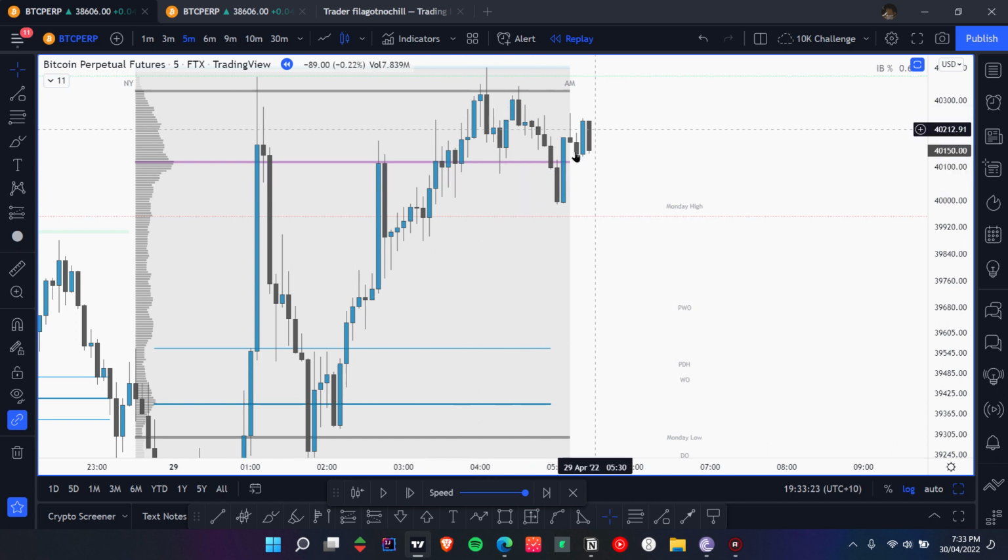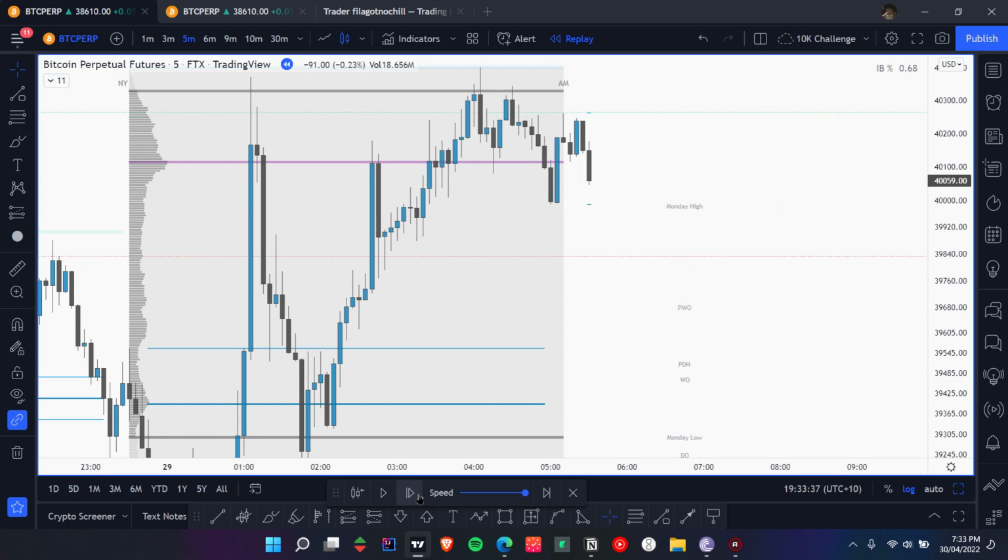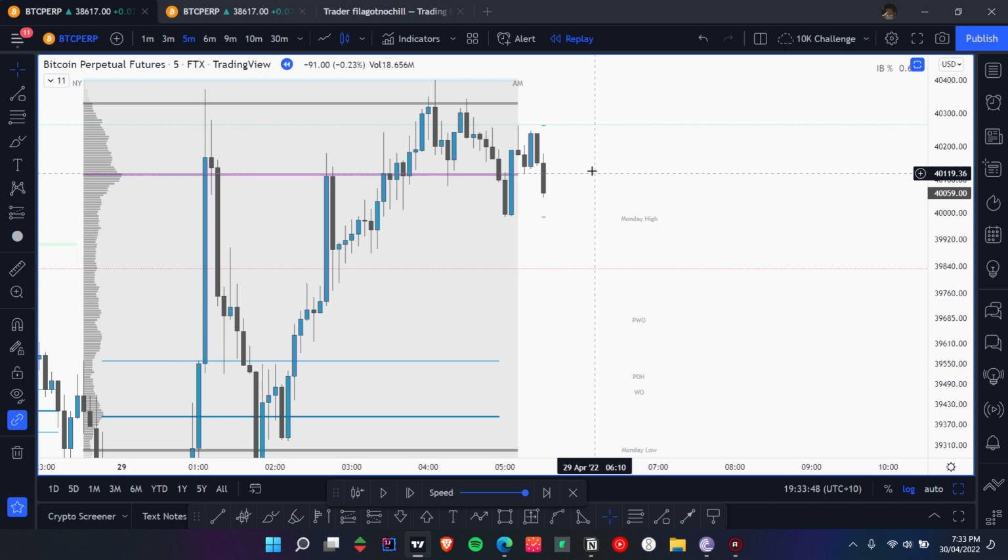So we're looking for a short setup. We can look for a short setup from right around this region. We can look for a short setup below this value area, below this point of control. Now let's see what happens. Okay, price broke the point of control and we created a swing low. Okay, you can enter a trade around this region.